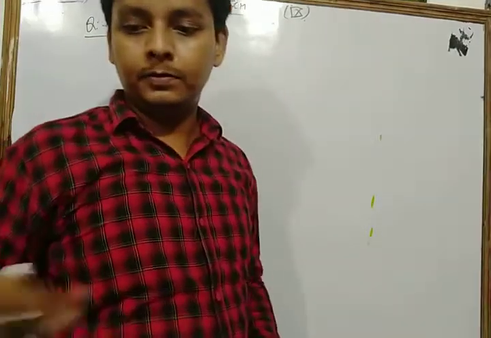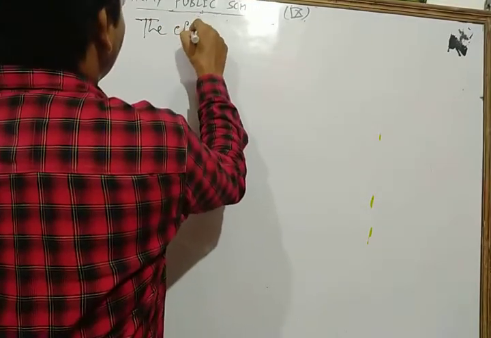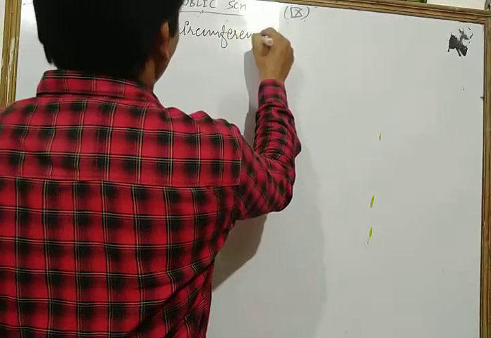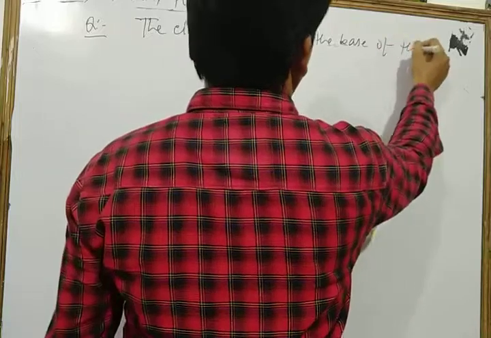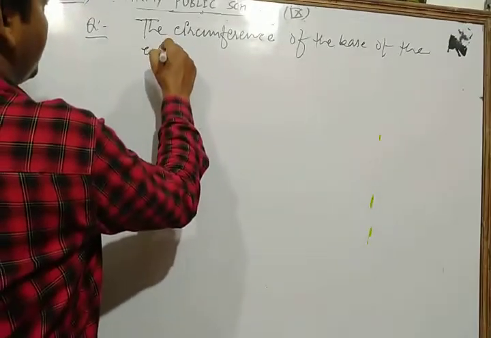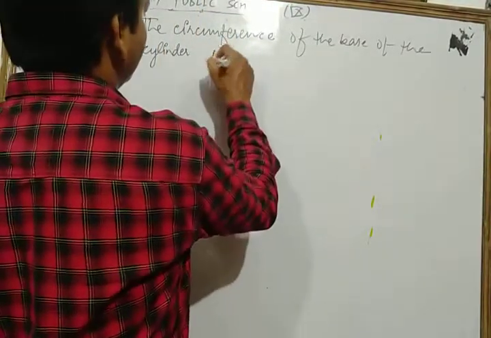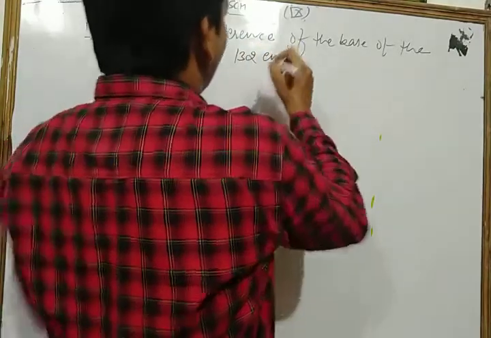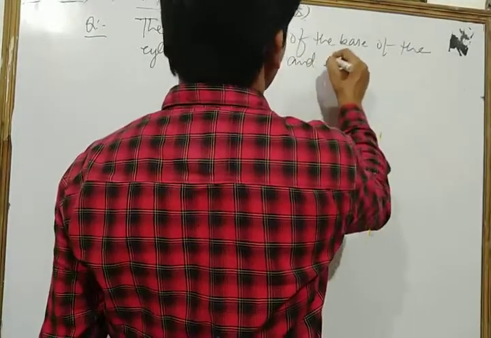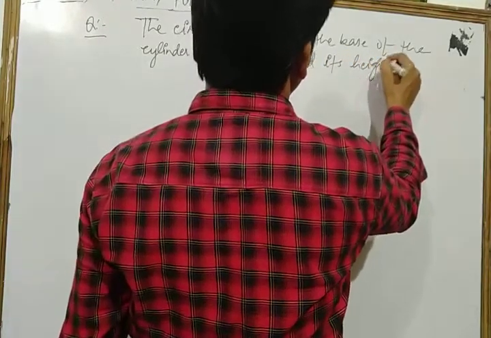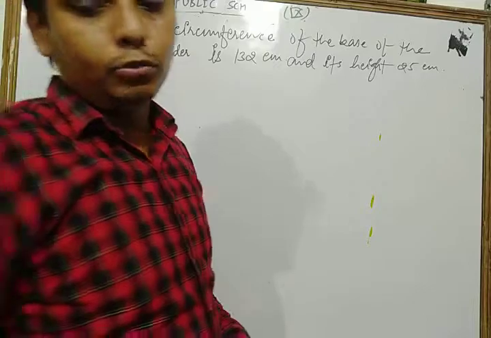We take some NCERT questions. The circumference of the base of a cylinder is 132 centimeter and its height is 25 centimeter. Find the volume of the cylinder.